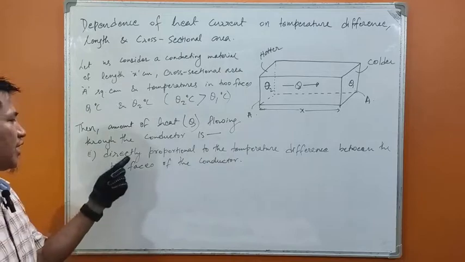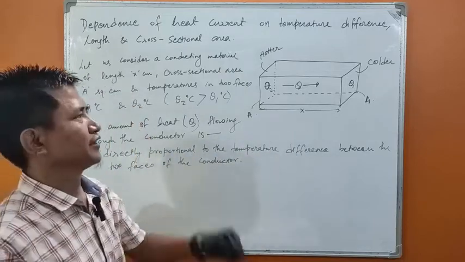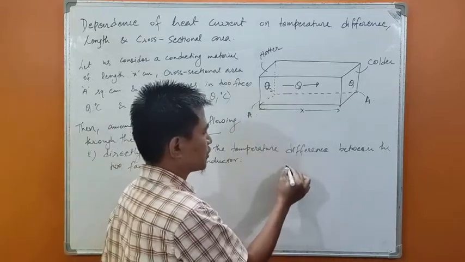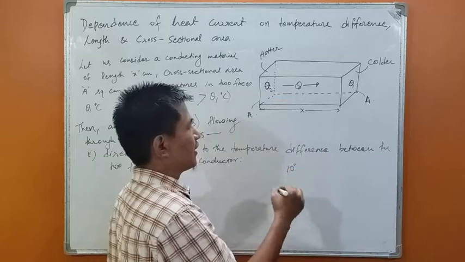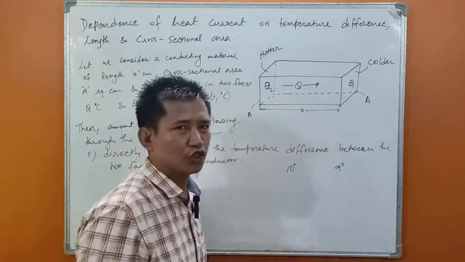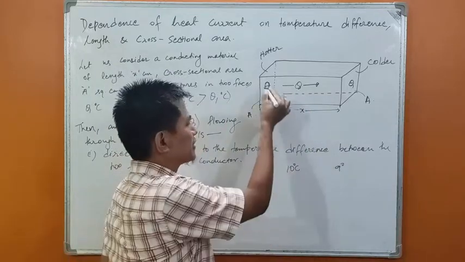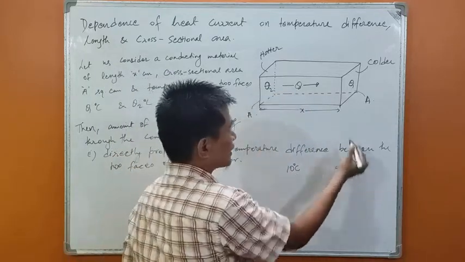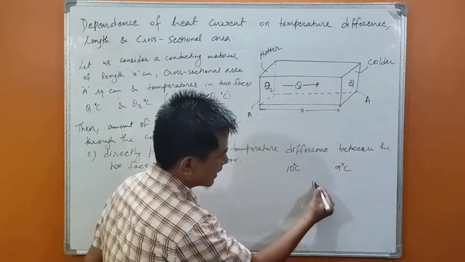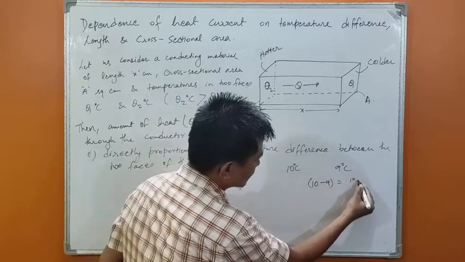Are you getting me? Directly proportional to the temperature difference between the two faces of the conductor. Now let us assume theta 2 is, suppose, 10 degrees Celsius, and theta 1 is, suppose, 9 degrees Celsius. I'm just assuming it to make you understand. Now the difference of temperature is 10 minus 9, isn't it? That is 1 degree Celsius.